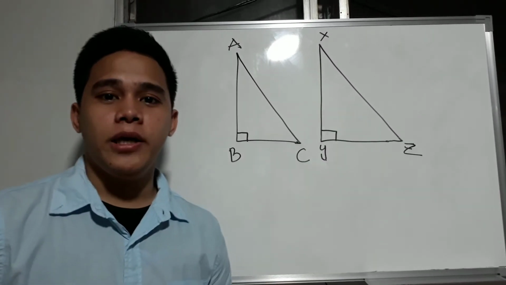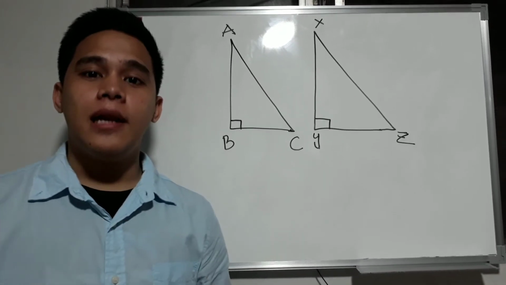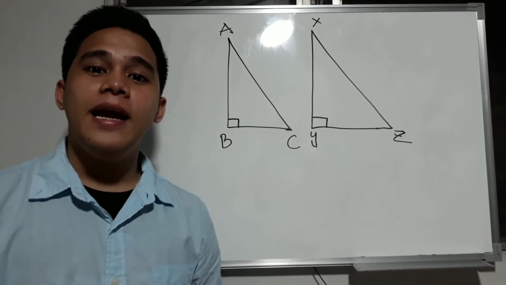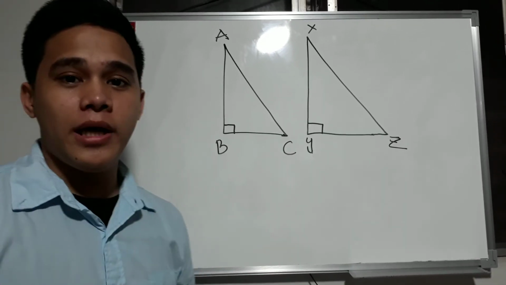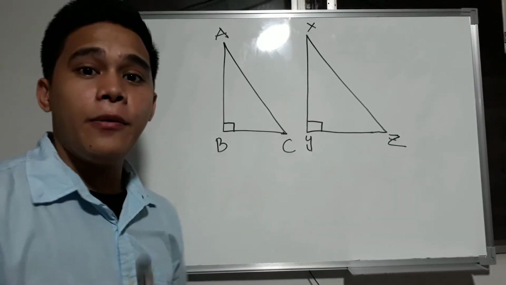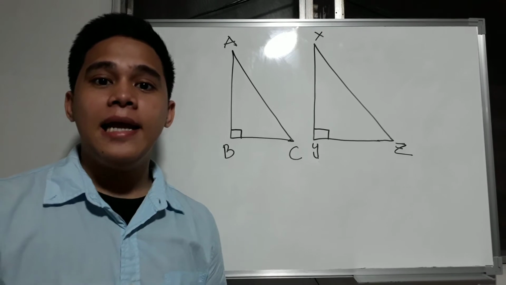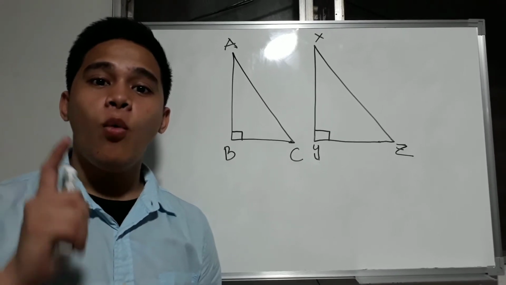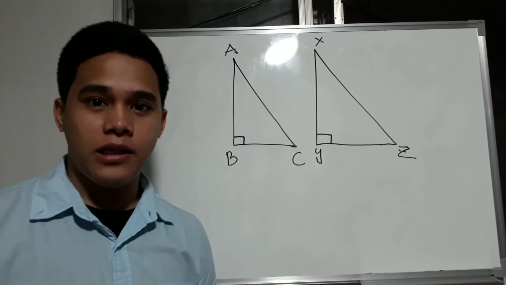The last postulate on triangle congruence is the hypotenuse-leg congruence, or the HL congruence. Now, this postulate is special in a way that we are only referring to the right triangle. When we say right triangle, it is a triangle in which one of its interior angles measures exactly 90 degrees.